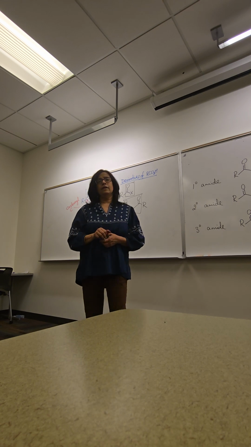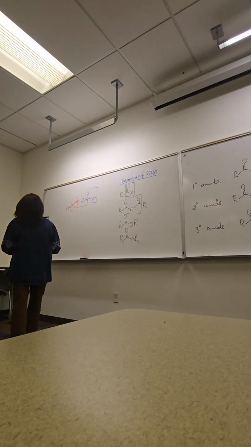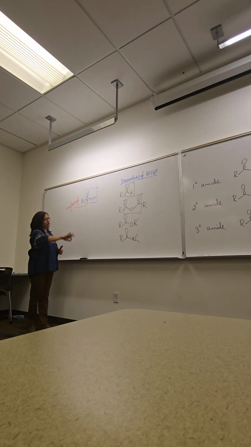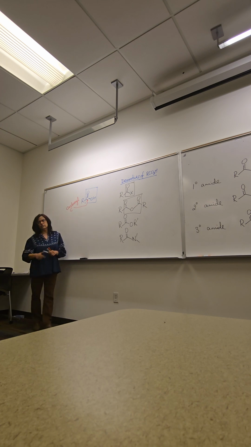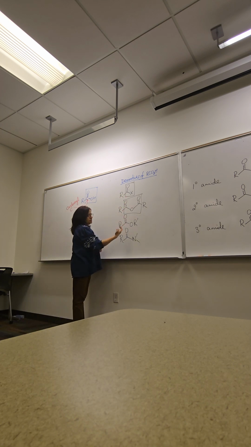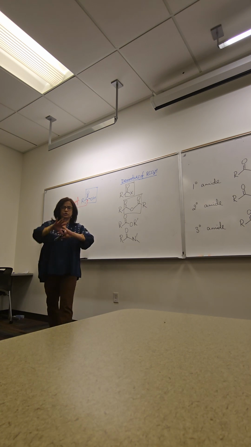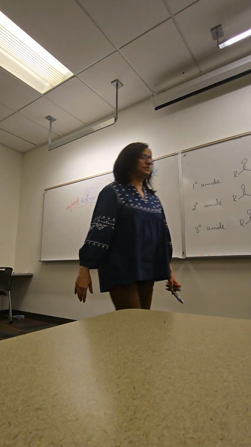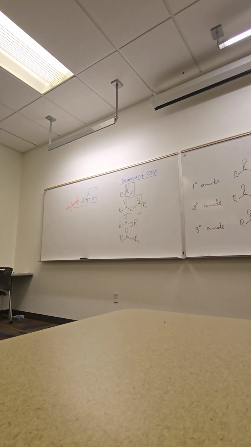Everybody okay? What is the hybridization state of the carboxyl carbon in all of these compounds? What's the hybridization state of those carbons? sp2. Absolutely. What should be the shape? What should be the bond angle? Trigonal planar. Exactly.